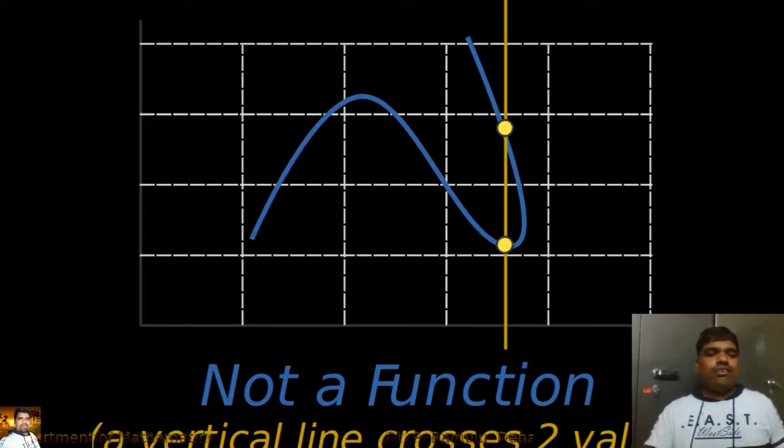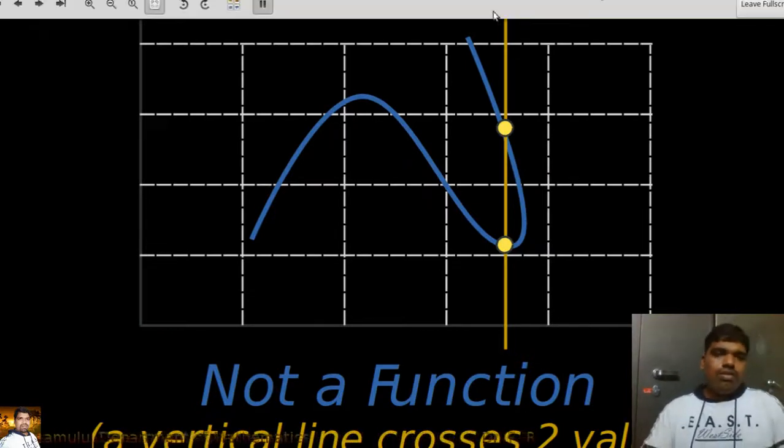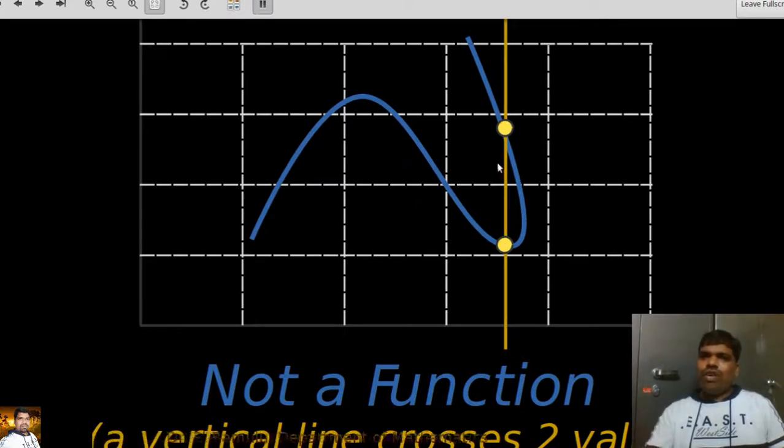I'm clearing the doubt here. Look at this domain. If I draw any line parallel to the y-axis, this is the y-axis, this is the x-axis, in this domain the line cuts the graph two times. Earlier it was three times, here it is two times.